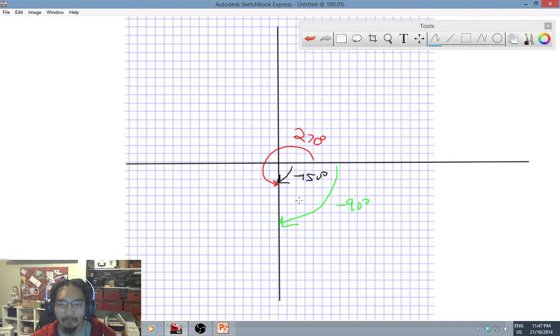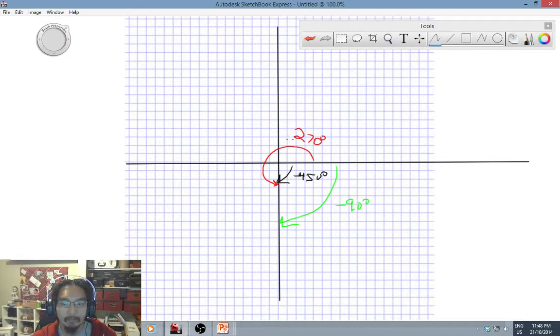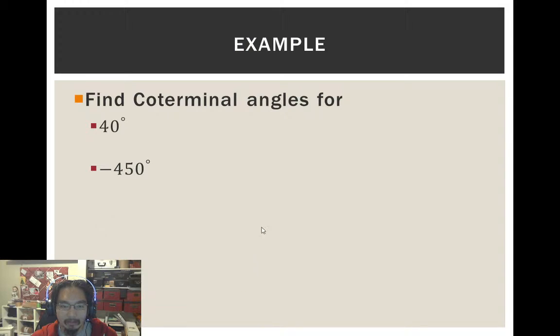Again, two possible coterminal angles for negative 450 are 270 and negative 90. Both work fine. Right. Last example.